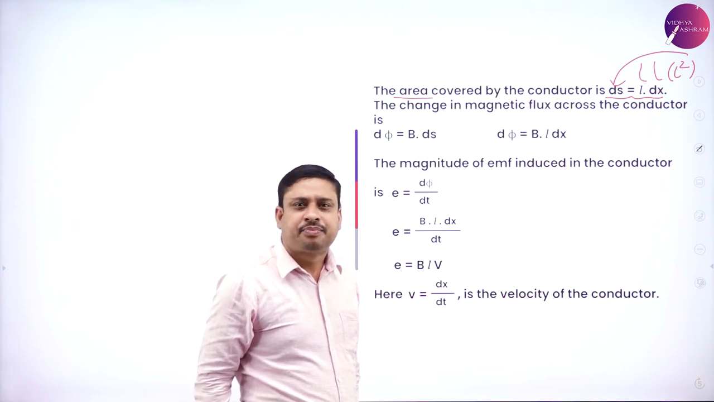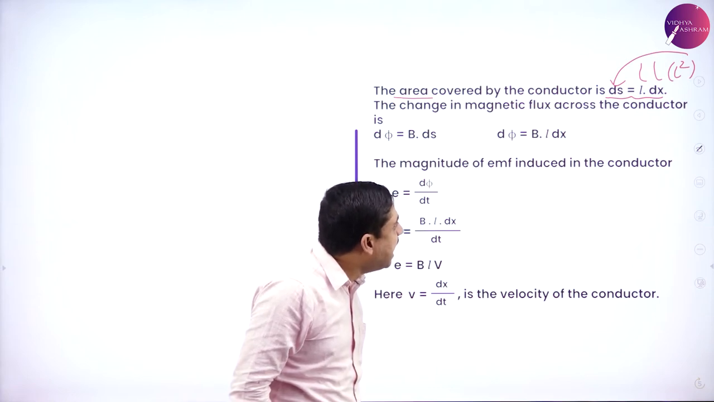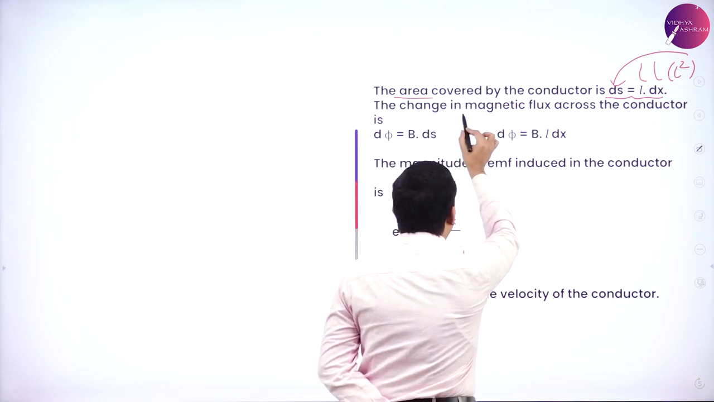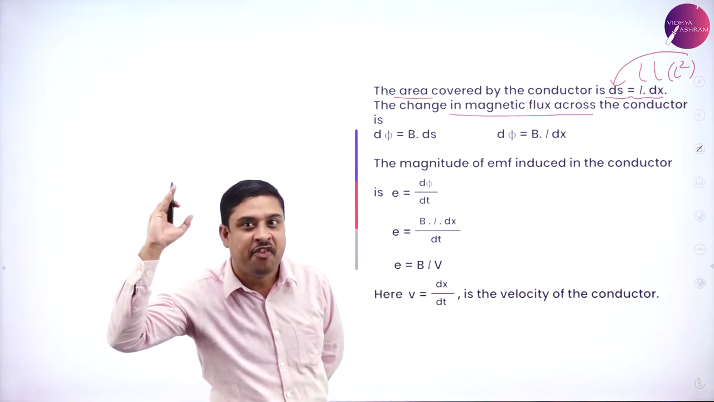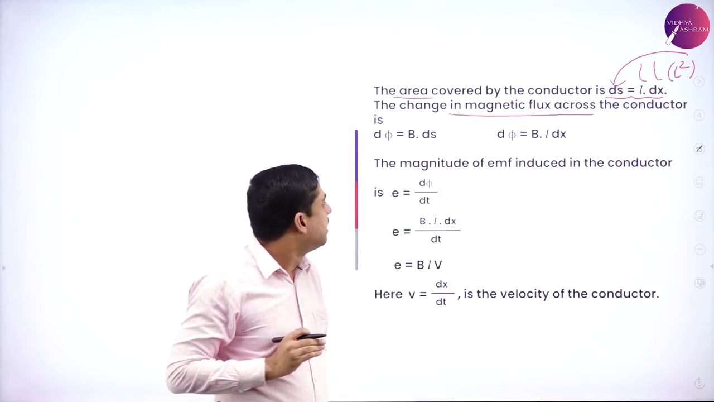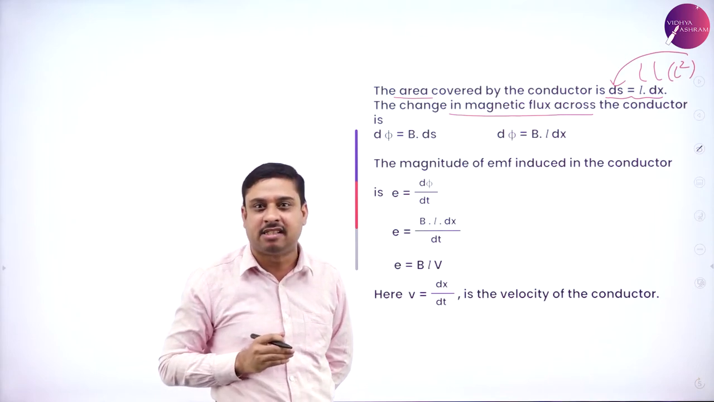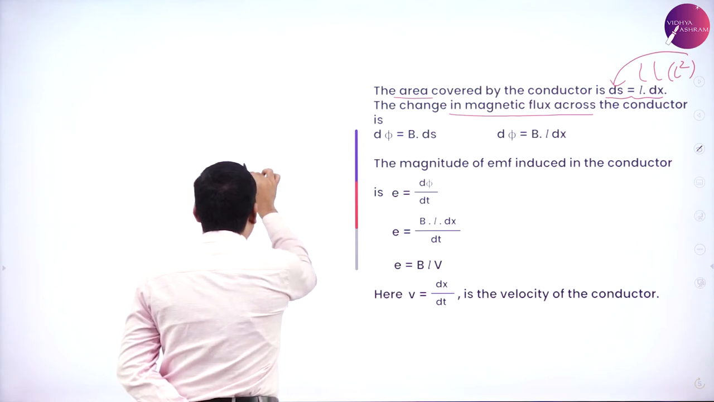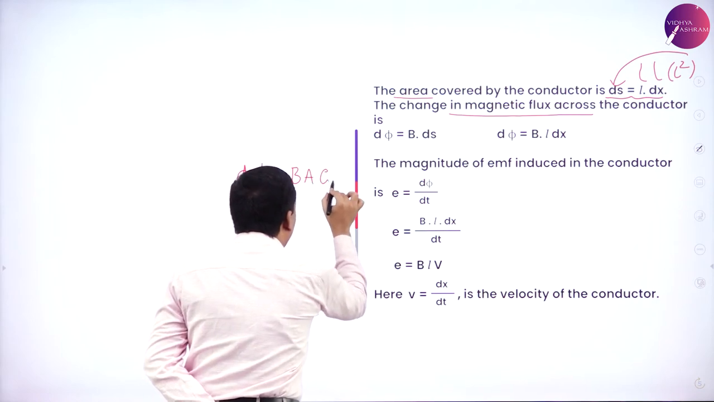So the area covered by the conductor ds is L into dx. Now, the change in magnetic flux across the conductor: here I am moving the conductor inside the magnetic field, so the magnetic flux linked with it changes. How did we write that change? We wrote d phi is B A cos theta.